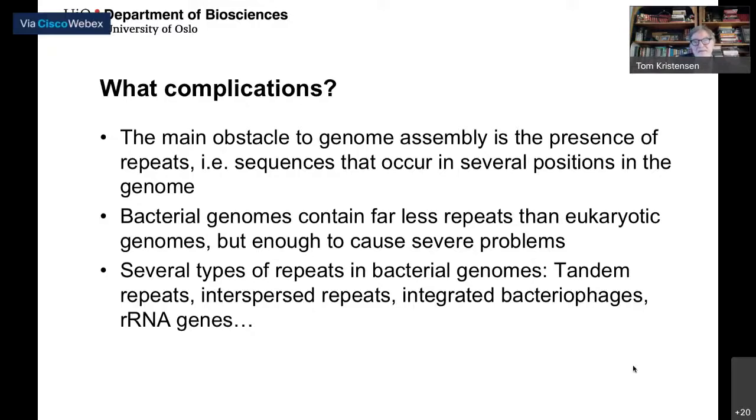And bacterial genomes contain several types of repeats. We have short tandem repeats, longer tandem repeats. We have interspersed repeats that occur in different positions in the genome. We have integrated bacteriophages. We have the ribosomal RNA genes, of which there are several in a typical bacterial genome and placed in various positions. And all these repeats will prevent us from getting to a fully circular genome in the end.